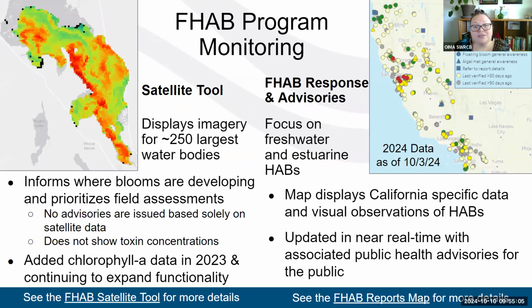The satellite tool displays presence of algal blooms and is used to help us understand where blooms may be developing so that we can respond accordingly. The FHAB reports map displays where HABs have been observed and the current advisory associated with each bloom. And there's links to both resources on the bottom of the slide.